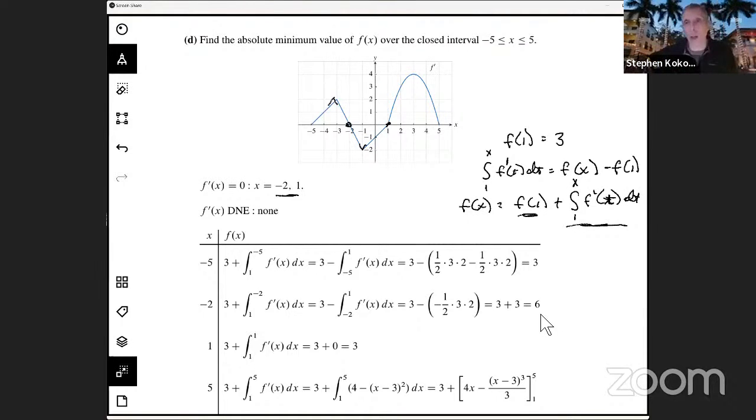So I'm going to use that equation here. I'm going to use the geometry in the graph. I might need to determine a definite integral here because I've got that parabola. Let's see what happens.